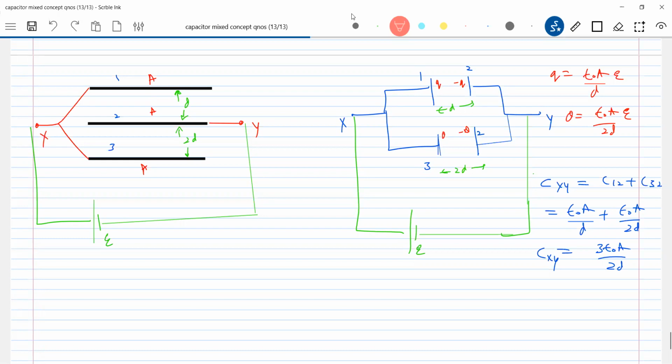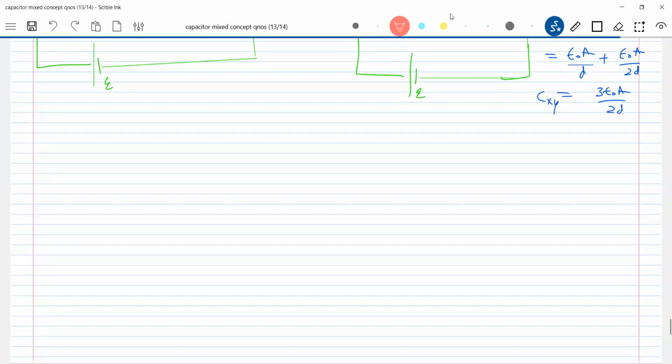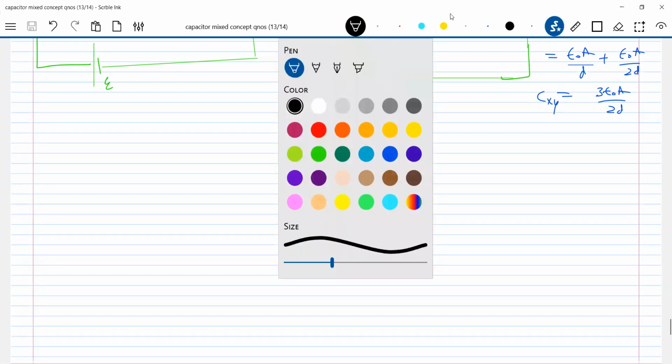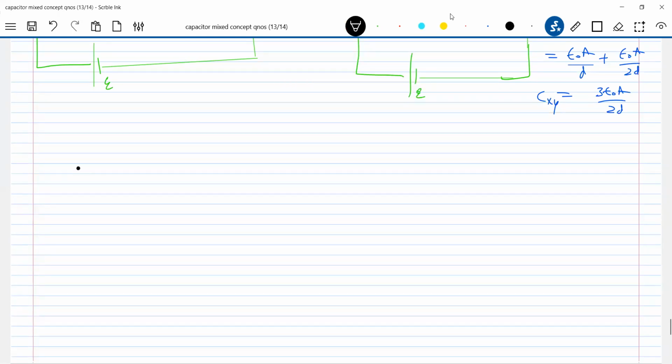Like this, some n number of plates, different configurations. Let me give one more.